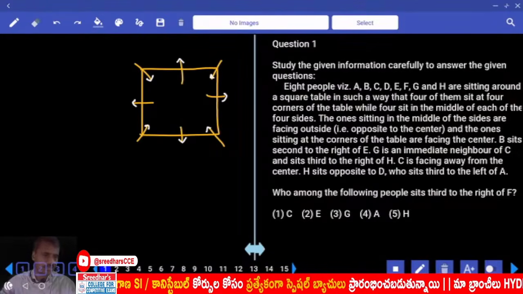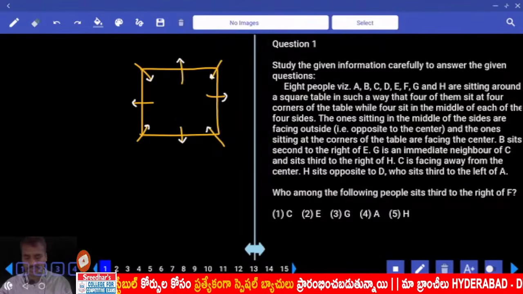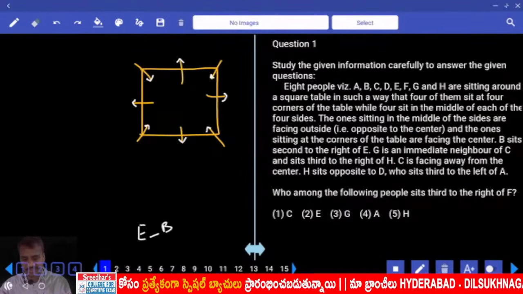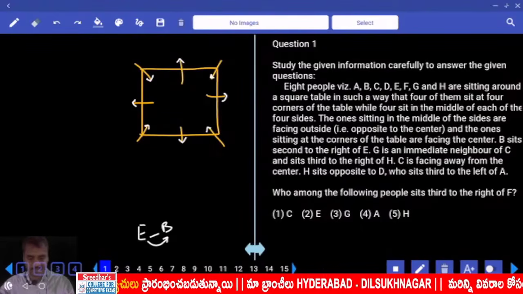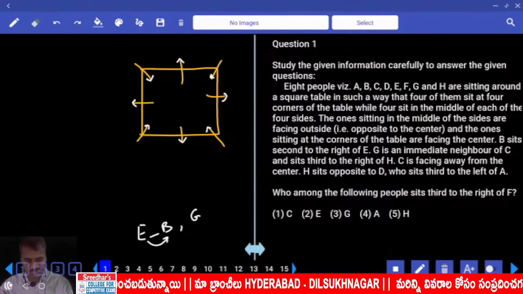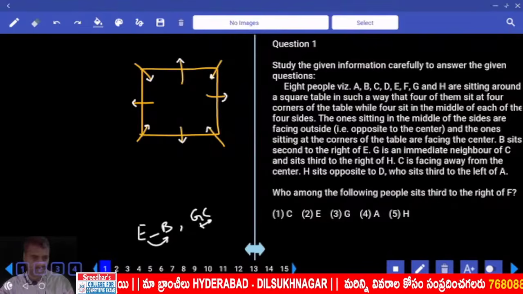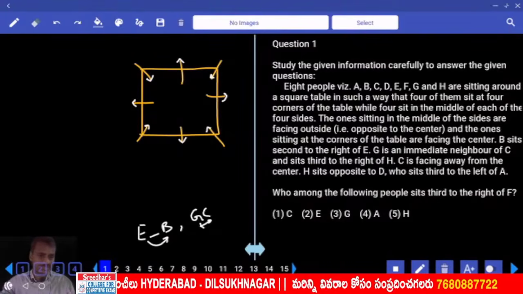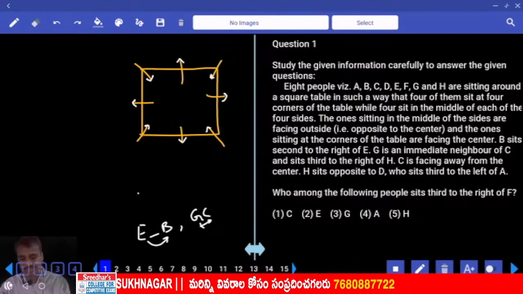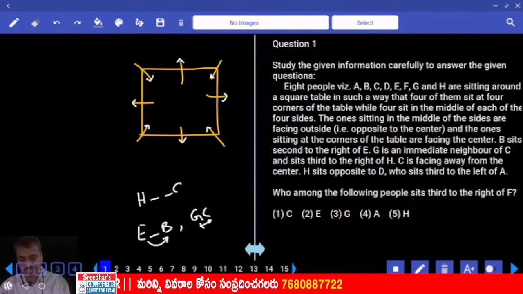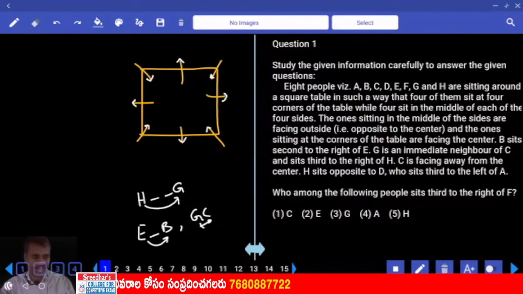Then, corner B sits second to the right of E. Where is this B? B is seated second to the right of E. G is an immediate neighbor of C. G and C are adjacent to each other. And G is an immediate neighbor of C and sits third to the right of H. Now G is seated third to the right of H.